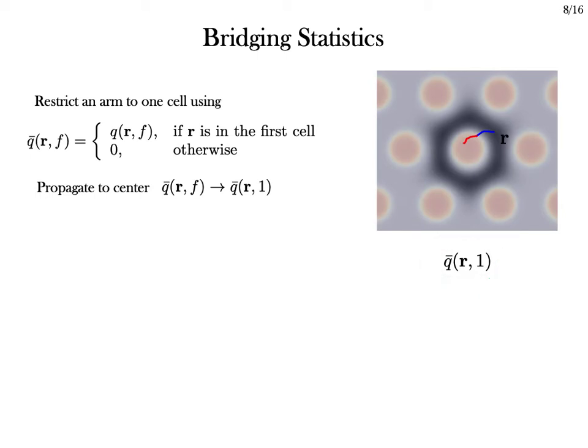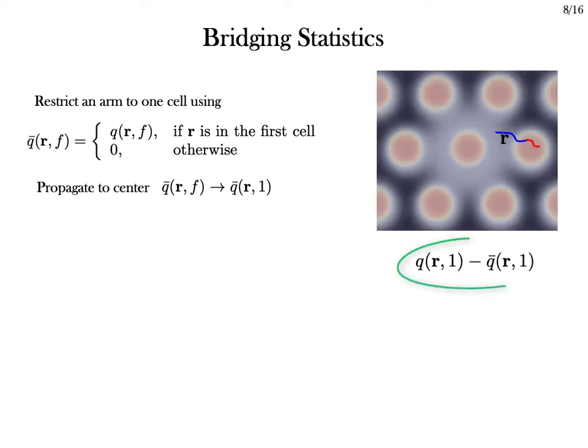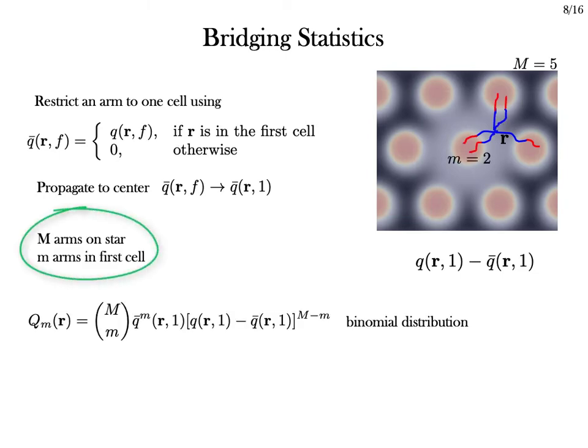To get a feel for what this quantity means, you can think of it as a non-normalized probability distribution for the B end of an arm that's not attached to a star. Since we're interested in the behavior of stars, not isolated arms, we need to consider the rest of the molecule as well, including arms that are not attached to the first cell. By subtracting the restricted propagator from the unrestricted propagator, we can obtain the propagator for arms that are not attached to the first cell.